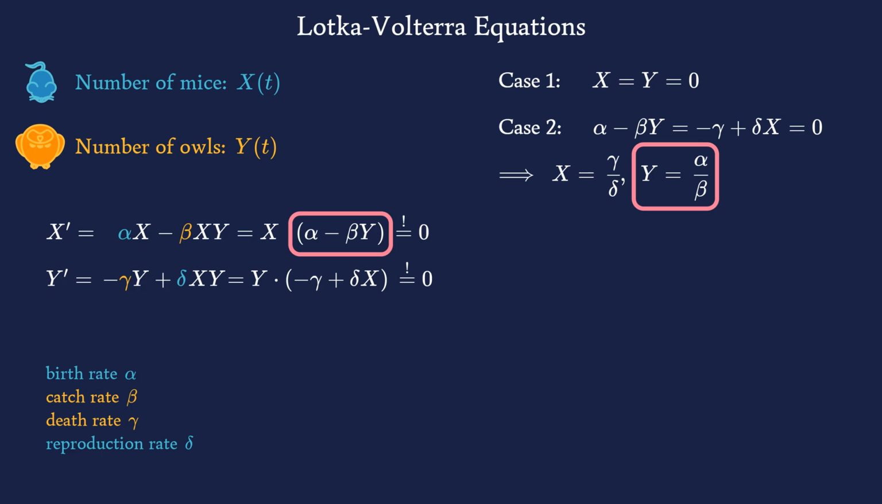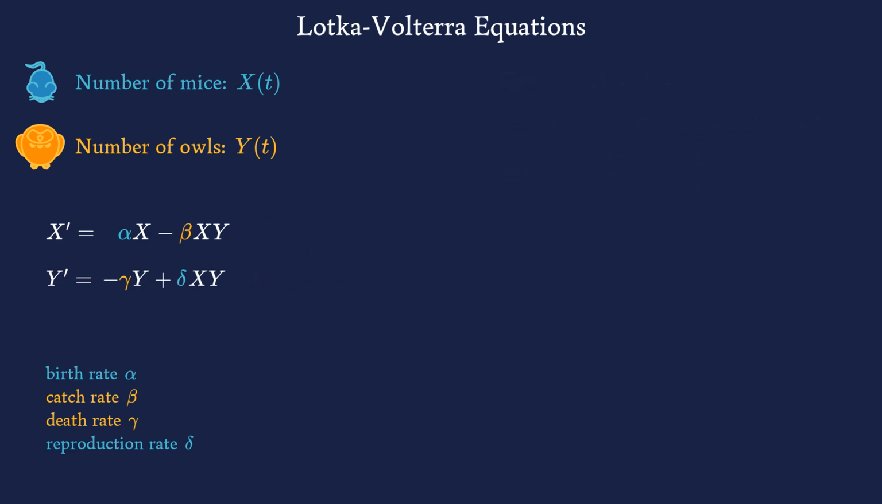These kinds of perfect equilibrium points never occur in nature, of course. There, we will always have some sort of fluctuation. Let's look at how these fluctuations look. In this case, an explicit solution to these equations cannot be calculated. But what we can do to get a sense of what's going on is to draw a so-called phase portrait.